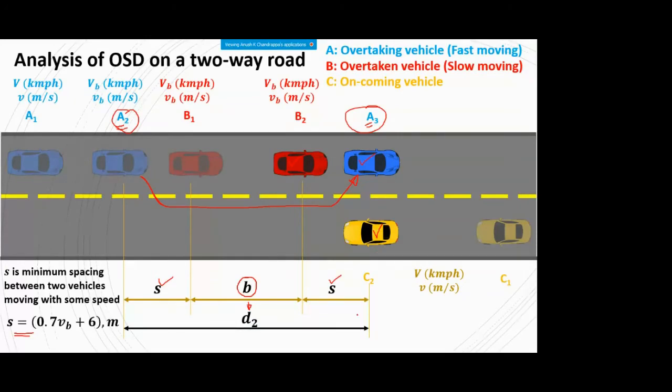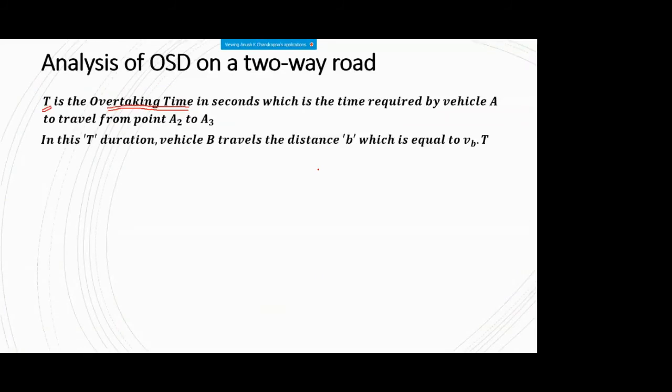So nowhere do we have in the picture the oncoming vehicle, that is the yellow one, the C vehicle in D2. So in this D2 span, in the time capital T, two vehicles are moving. One is vehicle A and another is vehicle B. Now we have two vehicles traveling at different speeds, but we have the time in common, that is the capital T, the overtaking time.